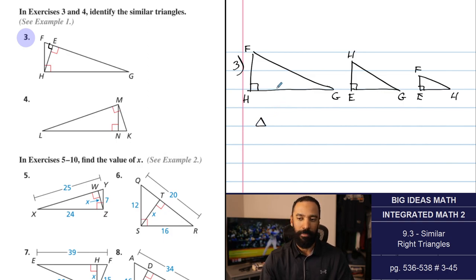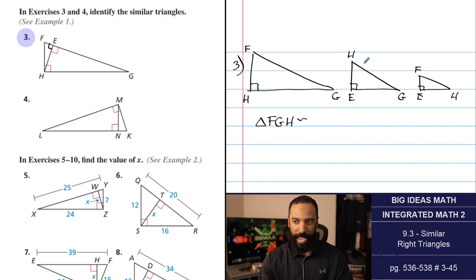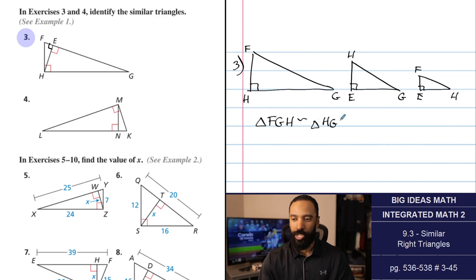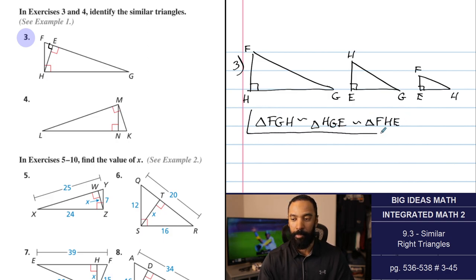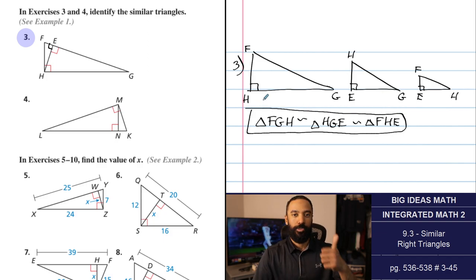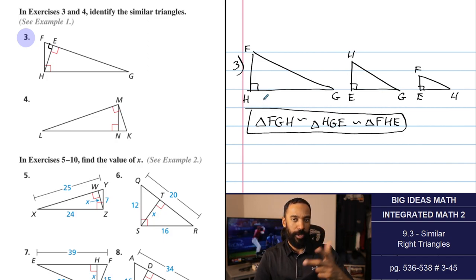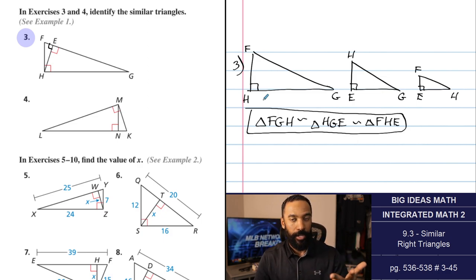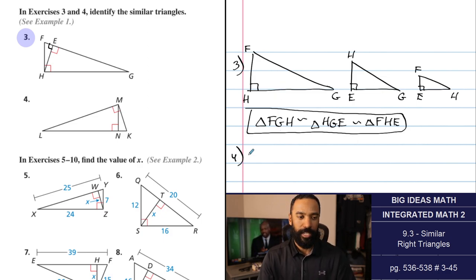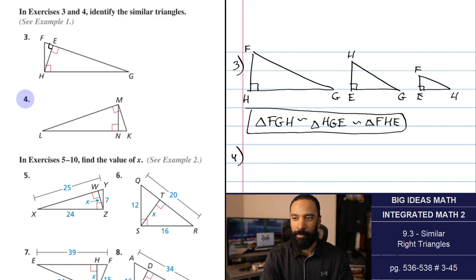So those are the redraw of those three things, and they say identify the similar triangles. I want to say them all in the same way. Let's do it alphabetically. Triangle FGH for the first one is similar to what? HGE and FHE. This part is so important for you to be able to do, whether or not you redraw them each time. That's not my plan. But you start talking about small triangle, big triangle, medium triangle, long leg, short leg, hypotenuse. And once you start bringing those up, you really start to connect what goes to what when you set up a proportion.